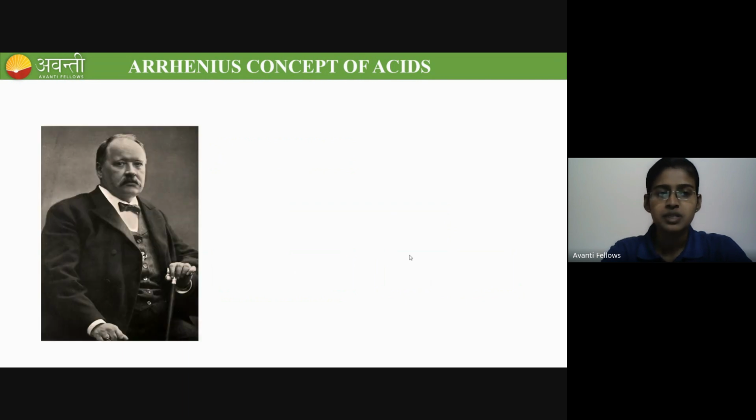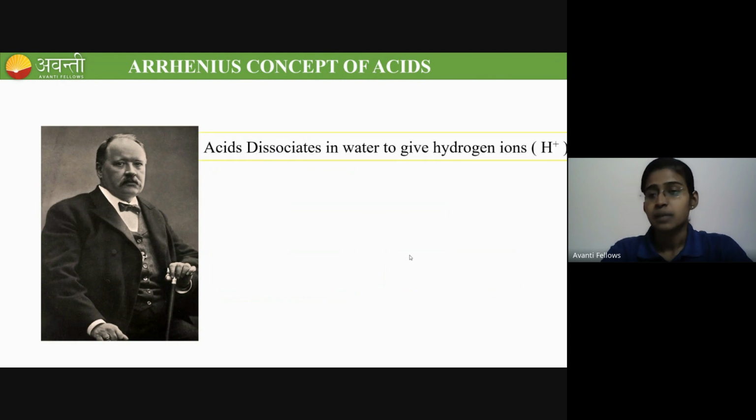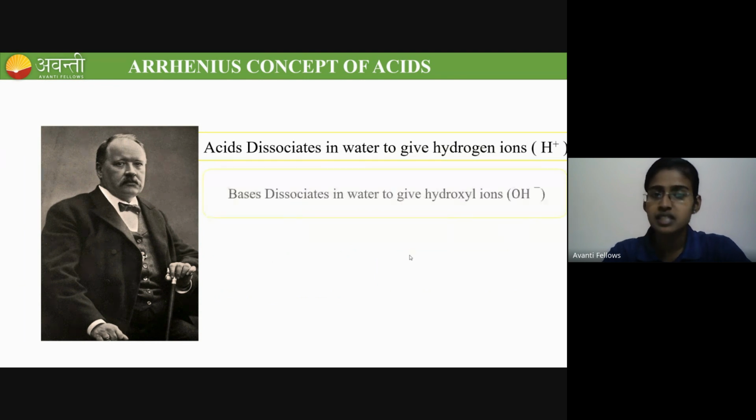So, this person is Arrhenius. He said that acids are substances that get dissociated in water to give hydrogen ions. Acids are the substances which give H plus ions. And bases are substances that dissociate in water to give hydroxyl ions. The H plus ion producing substances are called acids, and OH minus ion producing substances are called bases. This is the definition for acid and base according to Arrhenius. There were some limitations in this concept.